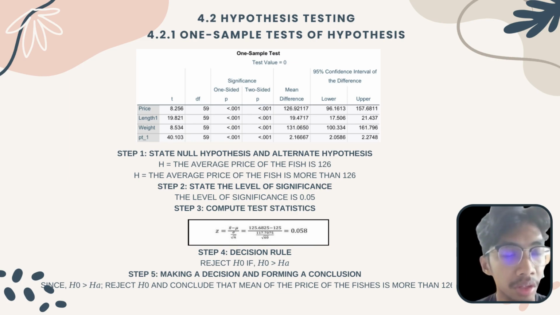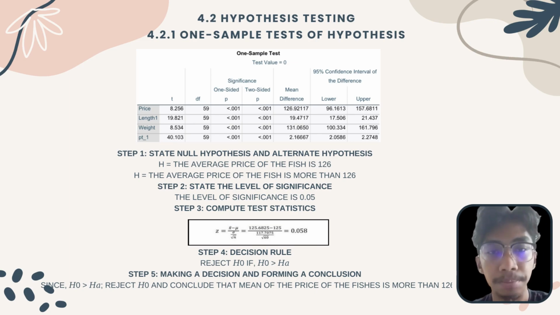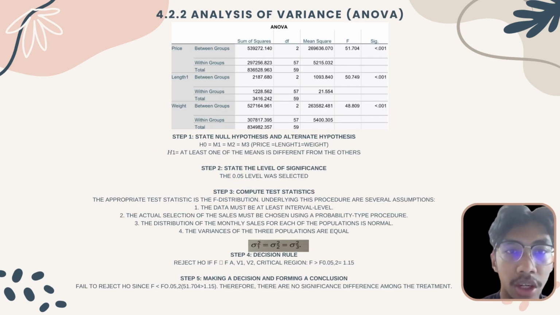Step 3, compute the test statistic. The answer is 0.058. Step 4, decision rules. Reject H-null if the H-null is more than H-alternate. Step 5, making the decision and forming a conclusion. Since the H-null is more than H-alternate, reject H-null and conclude that the mean price of the fish is more than 126.